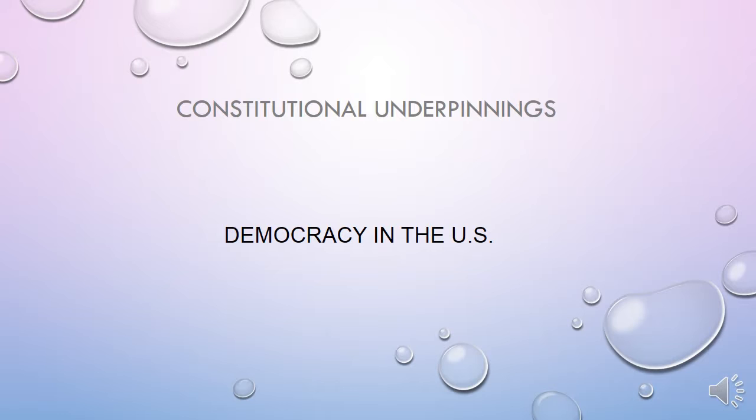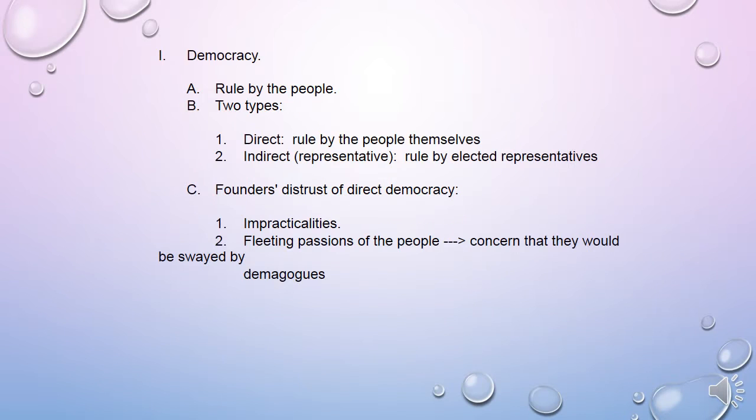All right, so let's start off. Constitutional underpinnings is the first unit. Democracy in the United States is our first go. So, democracy. Democracy is rule by the people. There are two types. This is pretty straightforward stuff. Direct, ruled by the people themselves, and indirect, a representative democracy, ruled by elected representatives.